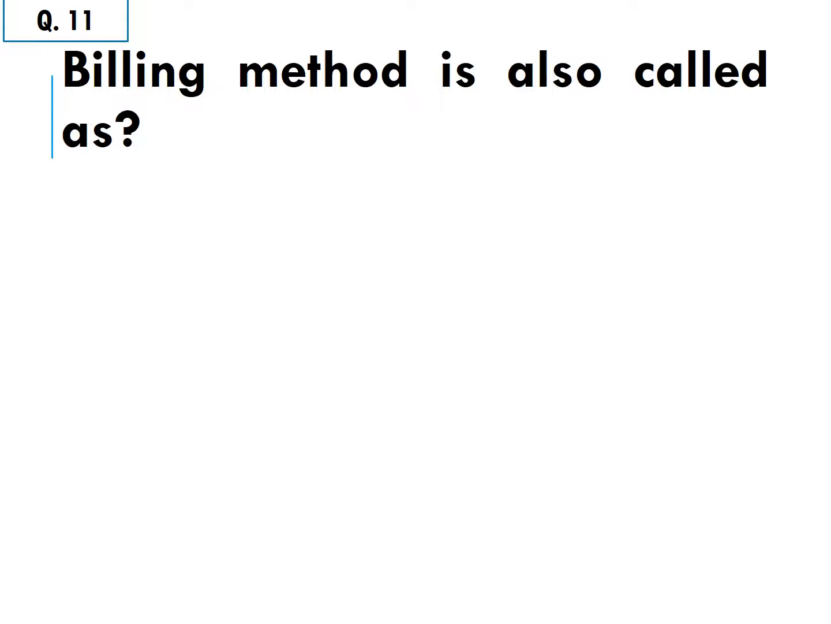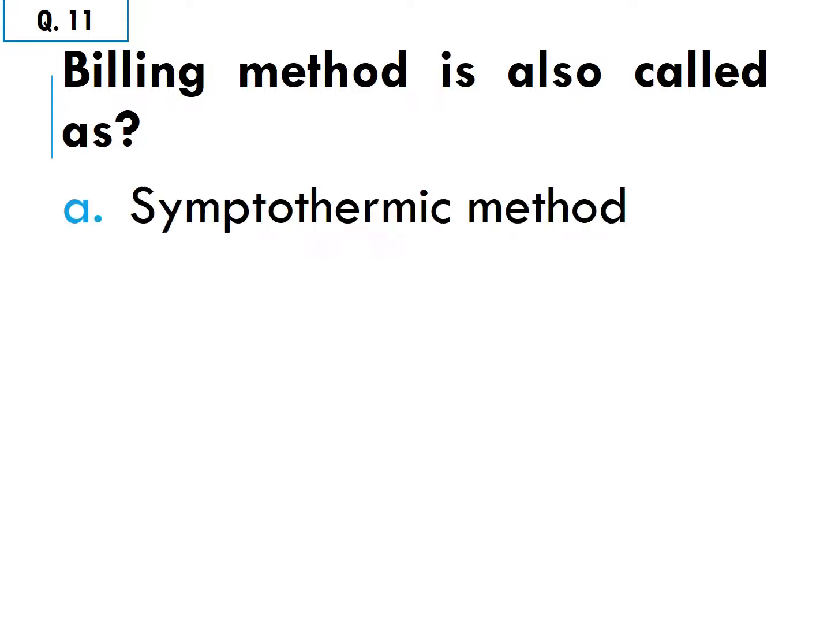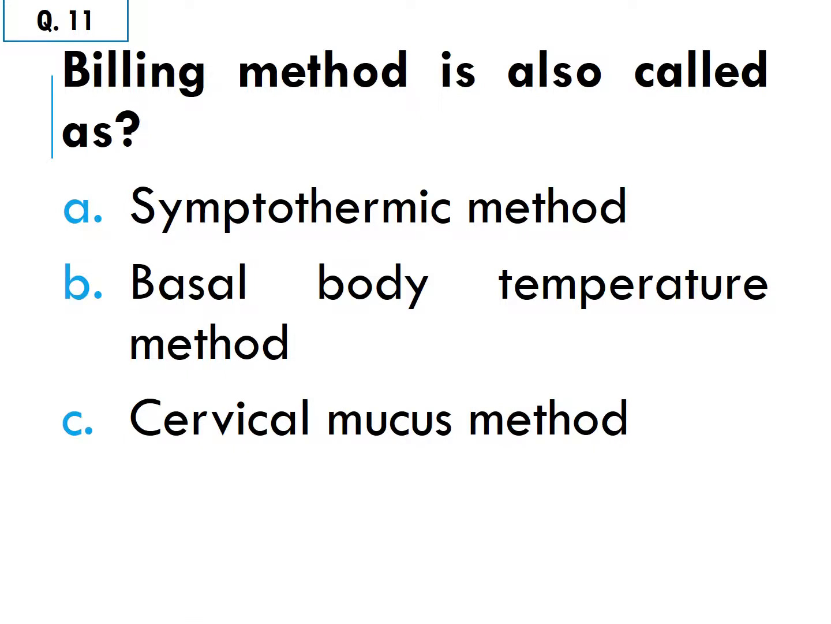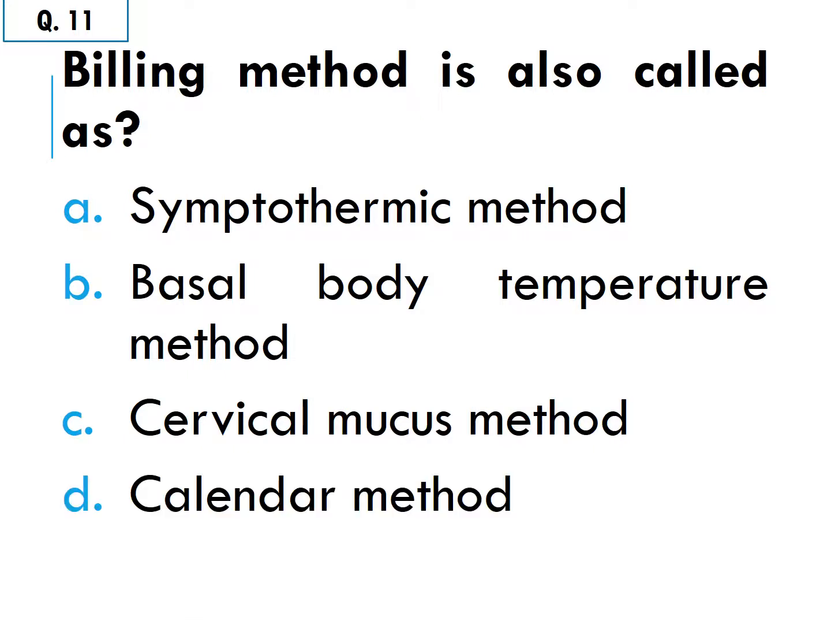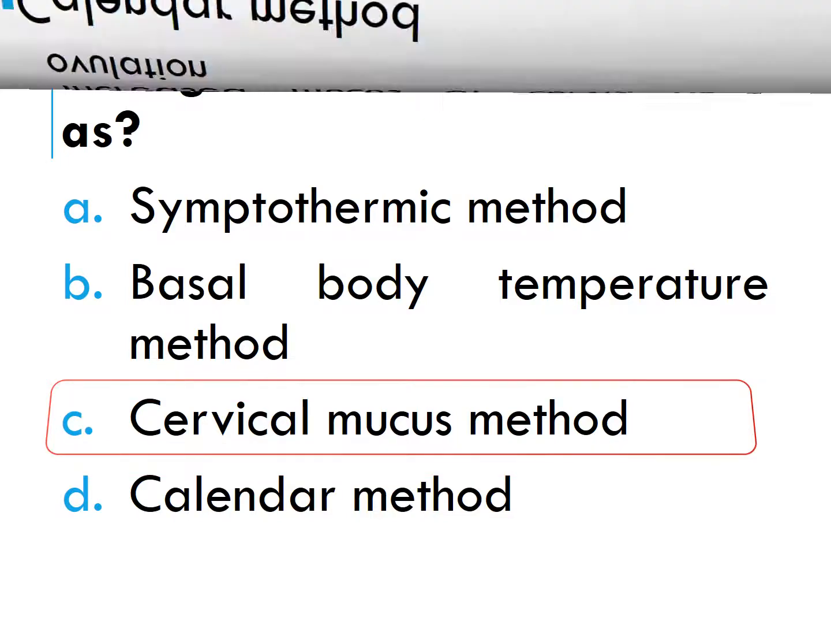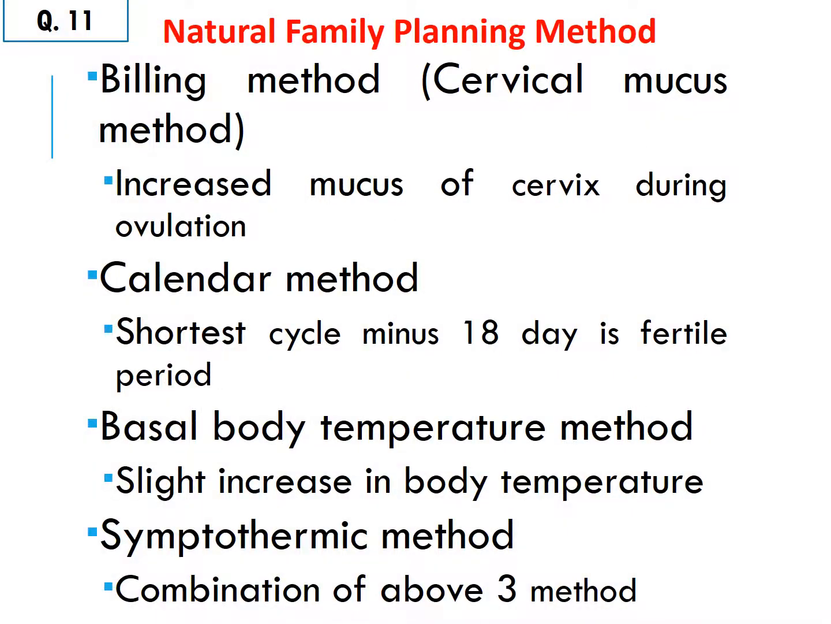Question number 11. Billing method is also called as, and the options are symptothermic method, basal body temperature method, cervical mucus method, and the calendar method. So the another name for billing method is cervical mucus method. All these are natural family planning methods.